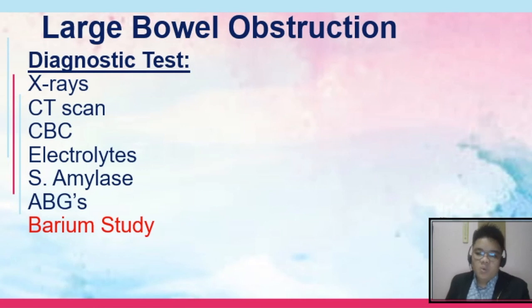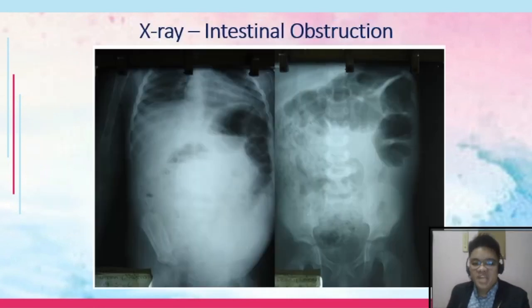Then, we have your X-ray here of intestinal obstruction. So as you can see, there is an obstruction on this part, as there is no continuity here of the black space anymore. So that signals an obstruction.